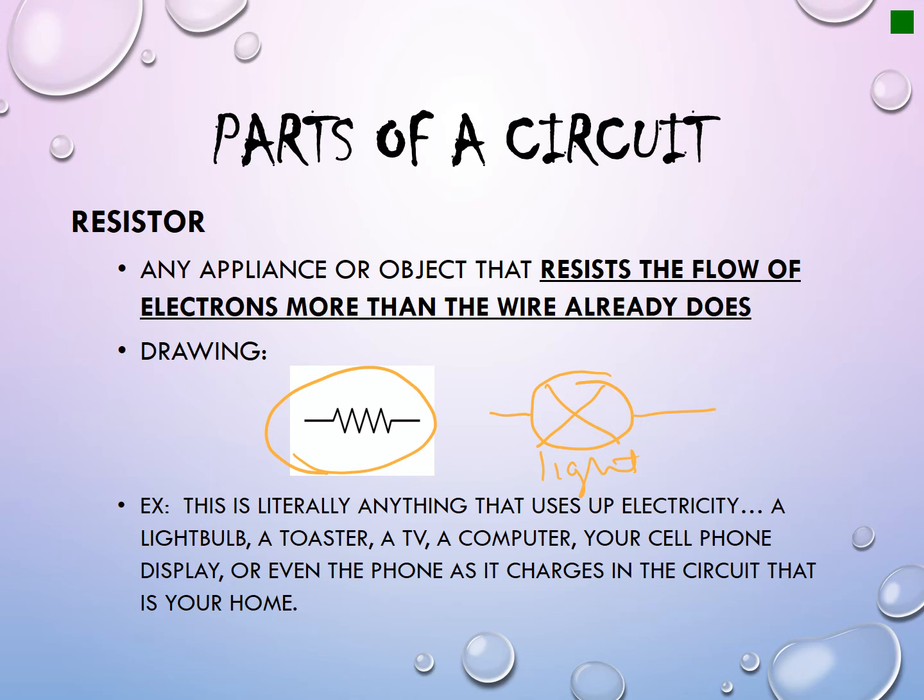I personally either draw this one or this one. You will see other examples of how they draw resistors and light bulbs especially, but I think it's easiest to keep it simple, right? So this is literally anything that can use up electricity. A light bulb, a toaster, a TV, computer, cell phone, everything, right? This would be what you would draw for that part that is using up the electricity.